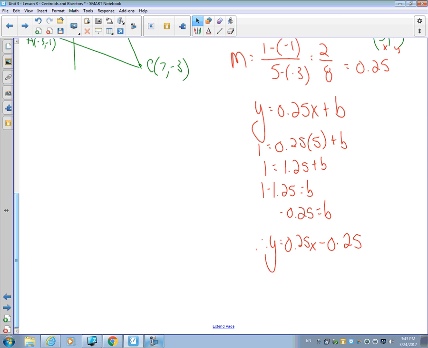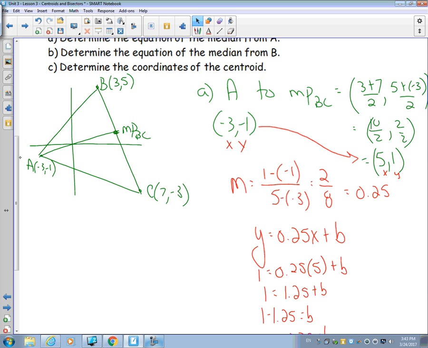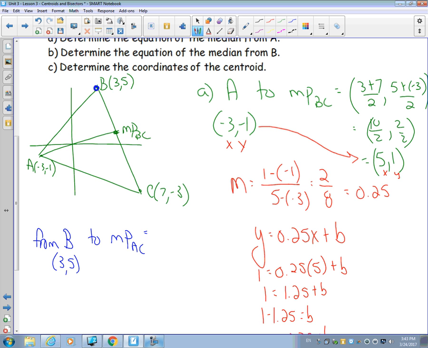Okay, there's my median, the one that goes from A. Next part, let's find the median from B. So I know it starts at B. It goes from B, which is (3, 5), to the midpoint of the opposite side, the midpoint of AC, but I don't know that, so I have to calculate it.